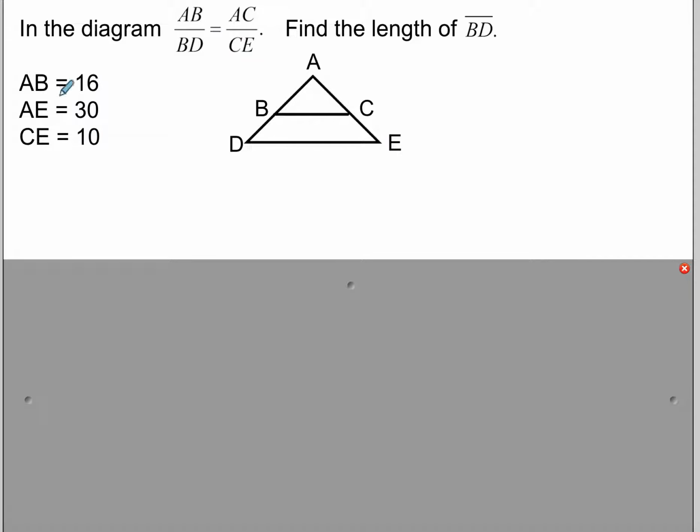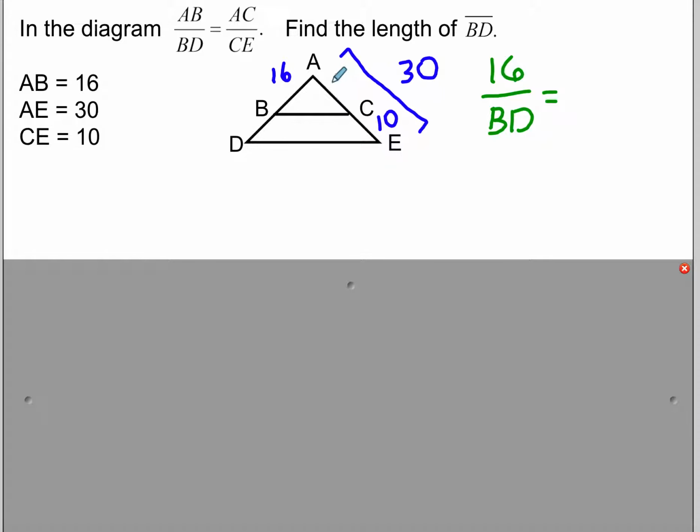So if we actually were to use these values now, this is 16, AE is 30, and CE is 10. Let's try and set up this original proportion. I'm going to do this over here. So AB over BD, that's 16 over, we don't know what BD is, so I'm just going to leave it there, over BD, equals AC.